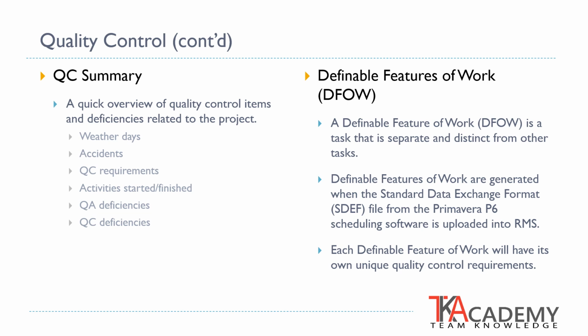within the construction industry. The definable features of work are generated within the Standard Data Exchange format, or the SDEF file, from the Primavera P6 scheduling software. The Definable Features of Work tab is automatically populated when the construction schedule file is uploaded into RMS. Each definable feature of work will have its own unique quality control requirements.